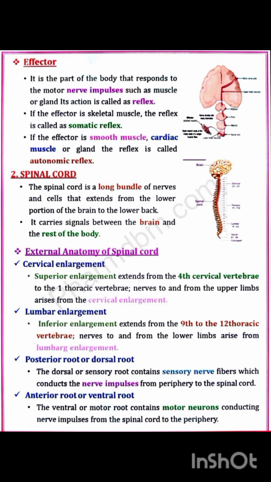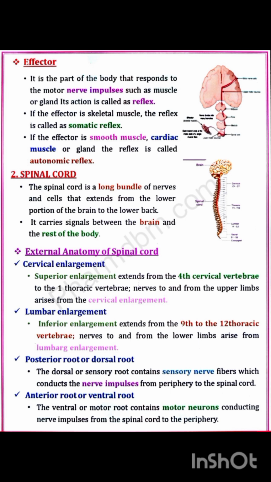Cervical enlargement. The superior enlargement extends from the fourth cervical vertebra to the first thoracic vertebra. Nerves to and from the upper limbs arise from the cervical enlargement. Lumbar enlargement. The inferior enlargement extends from the 9th to the 12th thoracic vertebrae. Nerves to and from the lower limbs arise from the lumbar enlargement.